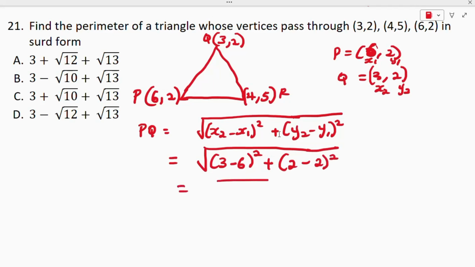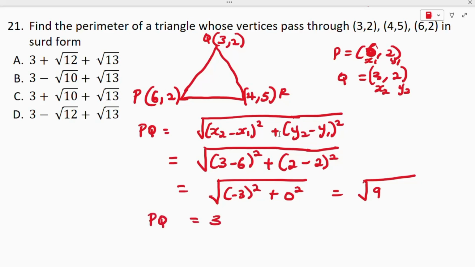So this is equal to the square root of 3 minus 6, which is going to give us minus 3 all square, plus 2 minus 2 is 0 square, which is equal to the square root of minus 3 square is 9 plus 0 is 0. So we have that the square root of 9 is equal to 3. So we know that PQ is equal to 3. So we've solved for P and Q. Okay, so let's solve for Q and R.